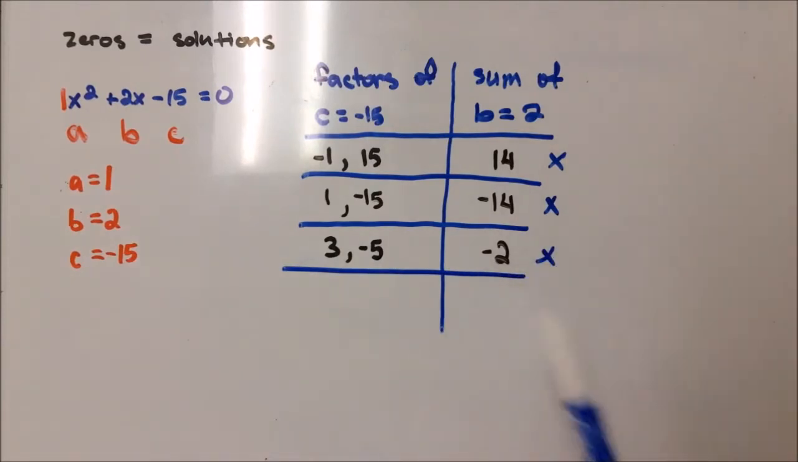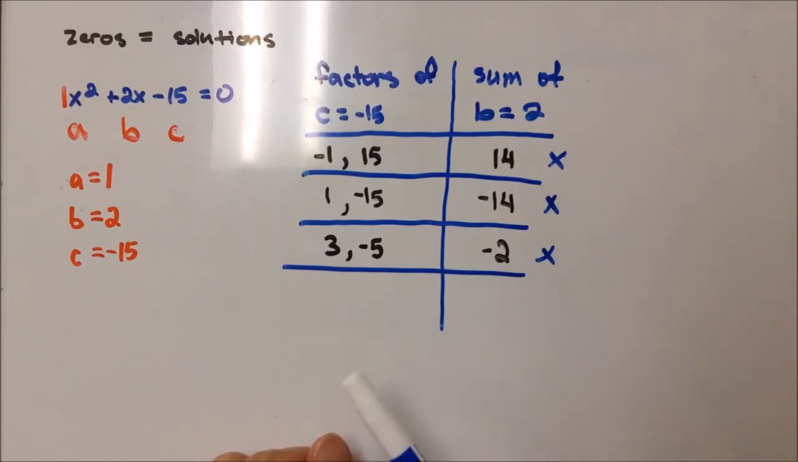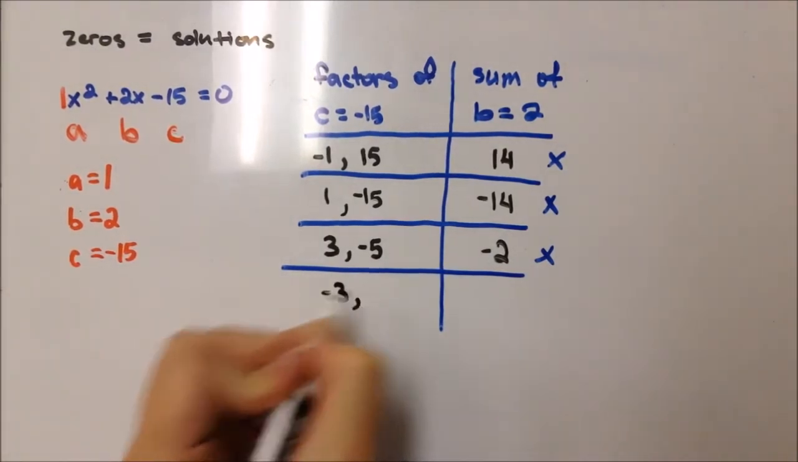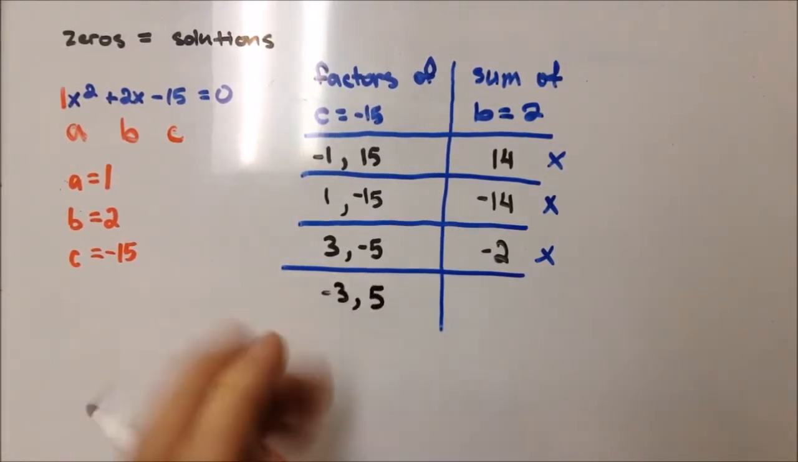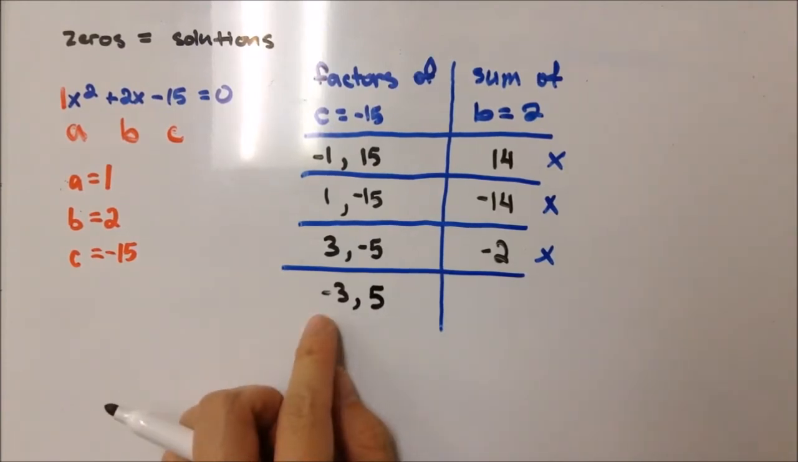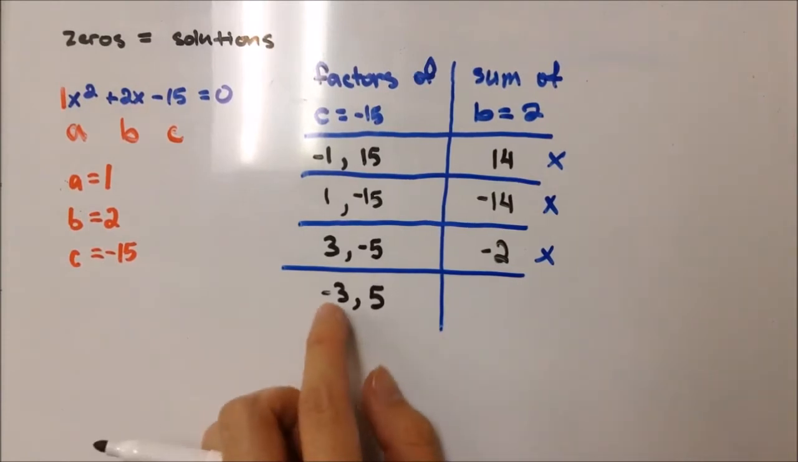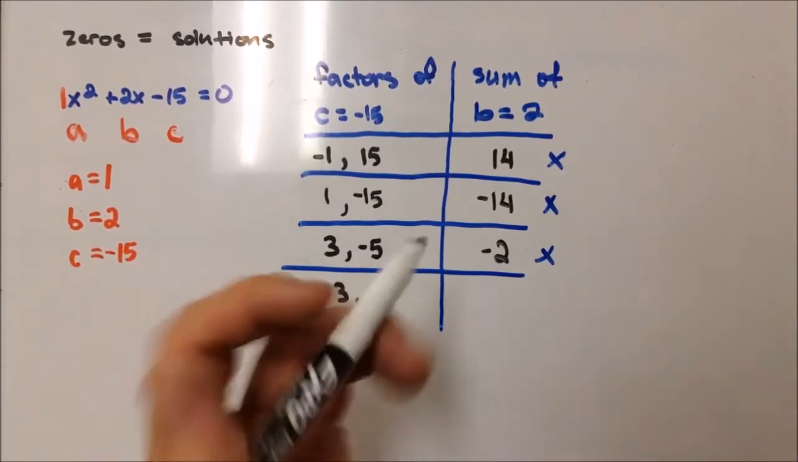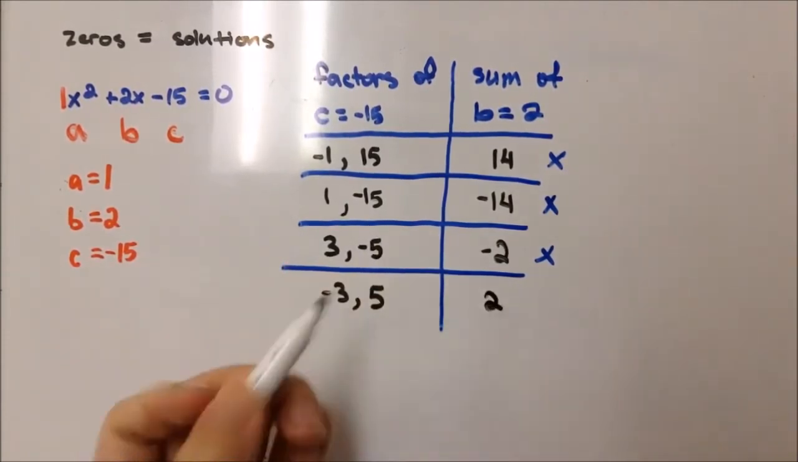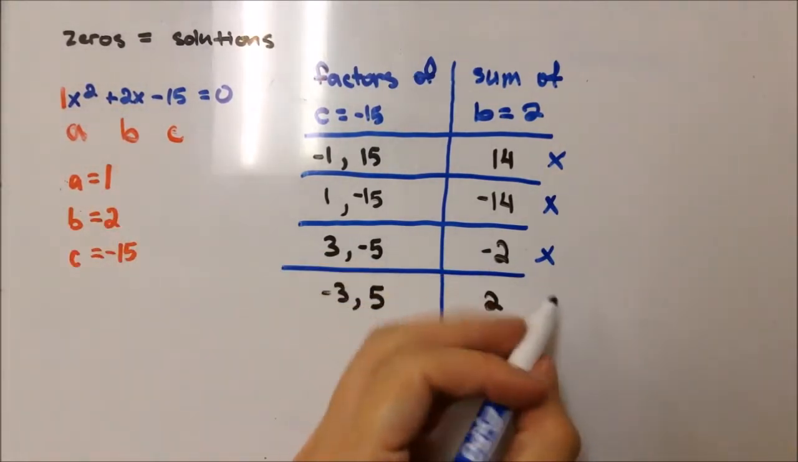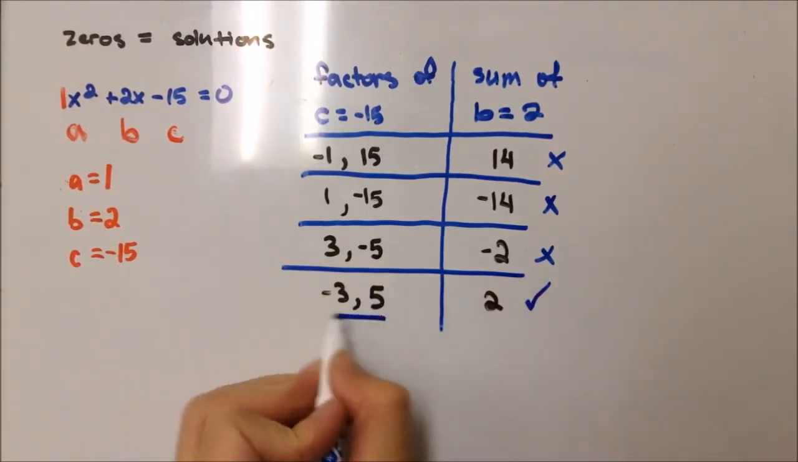But since it's close, all I'm going to do is switch a negative from the 5 to the 3. So negative 3 and a positive 5. Well, these two, when you multiply, yes, it will give us a negative 15. But what's the sum? Negative 3 and 5? Well, the sum is going to be 2. So therefore, alright, we're going to use these two factors here.